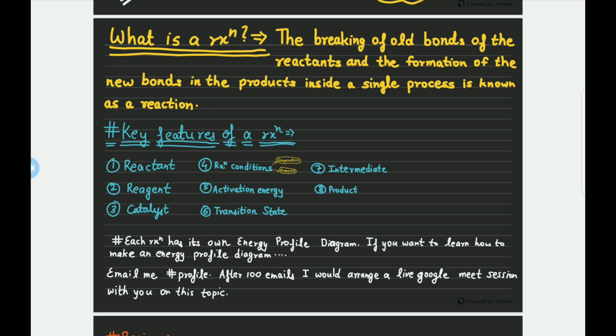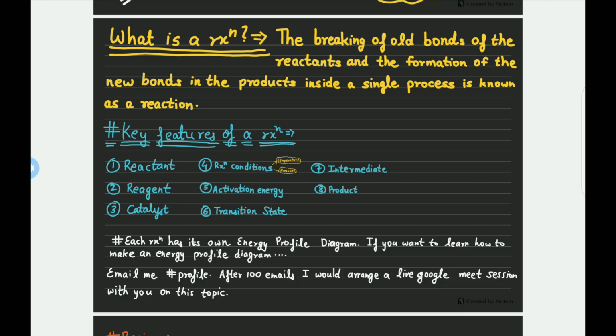Means when the bonds of the reactant, suppose we have a bond of chlorine and chlorine, this is the old bond, and now we have to make hydrochloric acid from it. So we react it with H2. The chlorine-chlorine bond breaks, the hydrogen-hydrogen bond breaks in the reactants, and the new bond of hydrogen and chlorine forms in the product. So breaking of old bonds in the reactant and formation of new bonds in the product in a single process, because the reaction is a single process. You have one molecule of chlorine, one molecule of hydrogen, and you get two molecules of hydrochloric acid. So this is a single process. So this is a reaction.